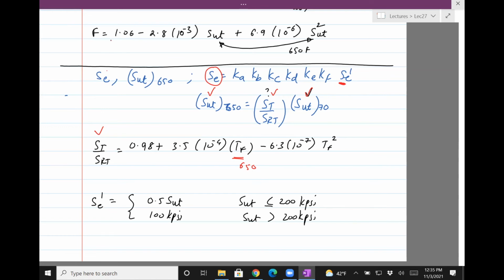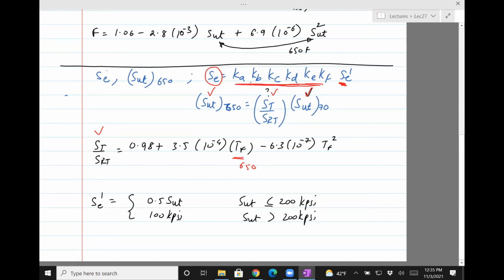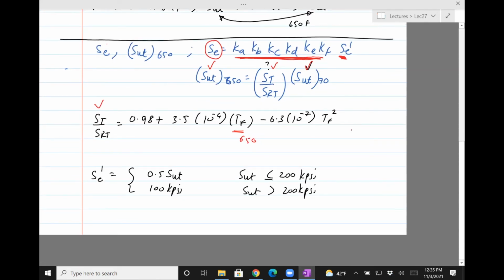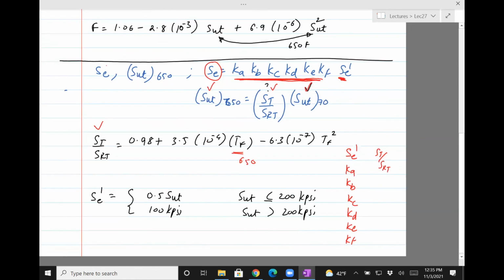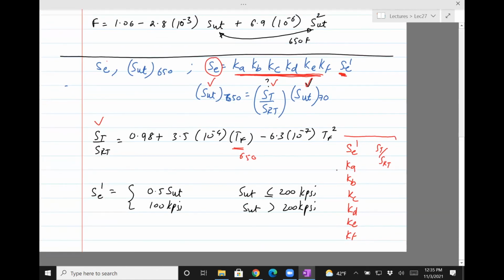So assuming that we found that, which is pretty easy now because you know SUT, we need to find all these factors. And that's where we have to go and look at the tables. The way I'll approach this is, I'll try to find the basic quantities, so I'll make a list of things I need to find. I need to find SC prime, I need to find KA, KB, KC, KD, KE, KF, and I also need to find ST divided by SRT. These are the fundamental quantities, which once found, make it super easy to get what we need.